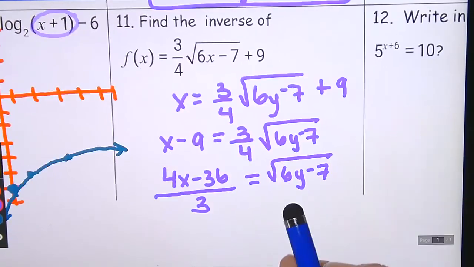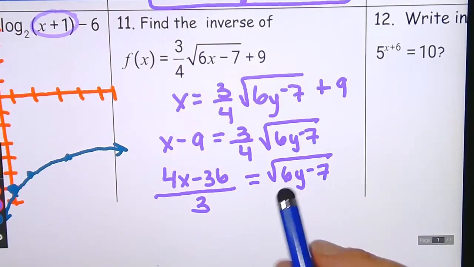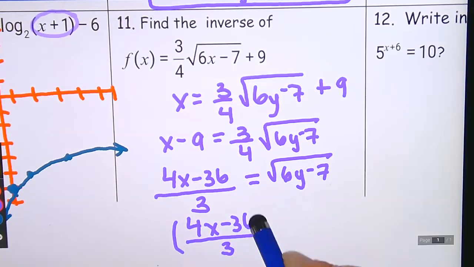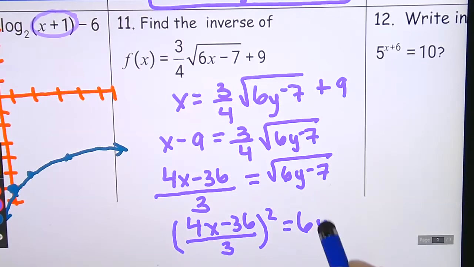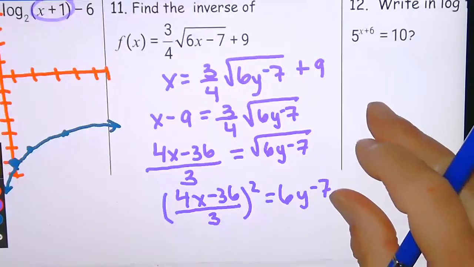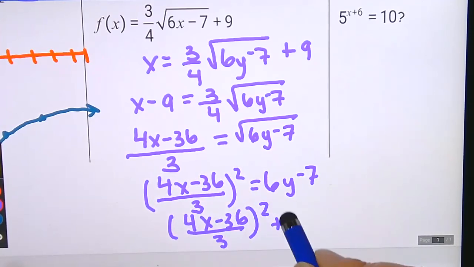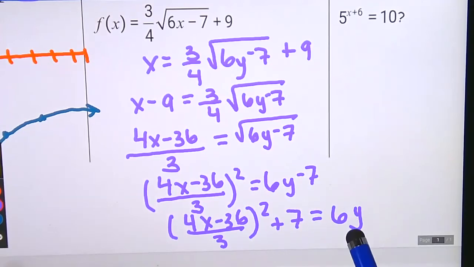I am going to square both sides to get rid of the square root. So when I square this, I am going to have 4x minus 36 over 3, squared, is equal to 6y minus 7. I am going to add 7 to both sides, okay? And so I get 4x minus 36 over 3, squared, plus 7 equals 6y. I'm going to divide by 6.